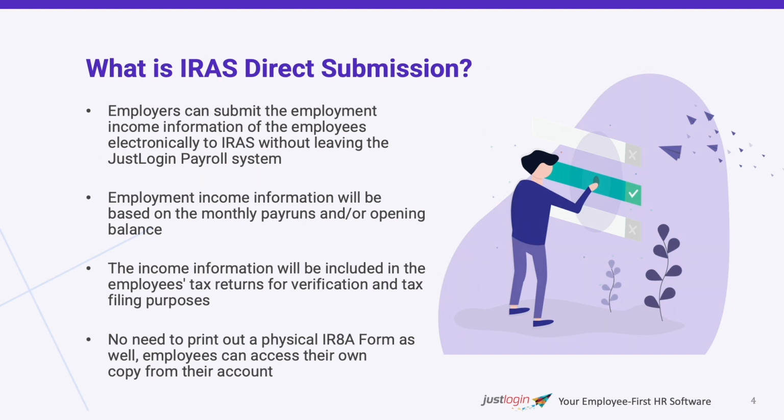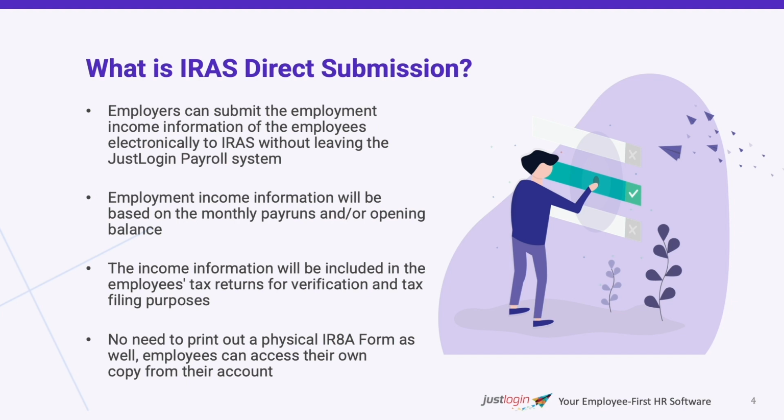There should be a back pay run done, or opening balance has been keyed in at the AWOW opening balance and at the IRAS opening balance pages. The income information will be included in the employee's tax returns for verification and tax filing purposes. Also, take note during pay run the correct tax code has been added to the pay element. This is important to also verify before submitting to IRAS. We will discuss later on how to check this.